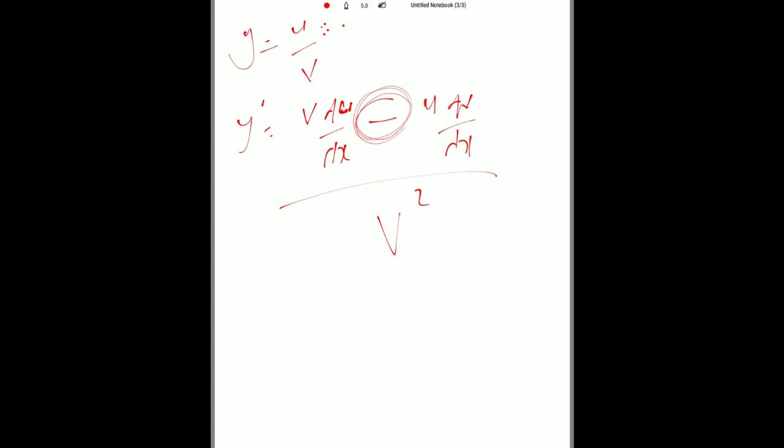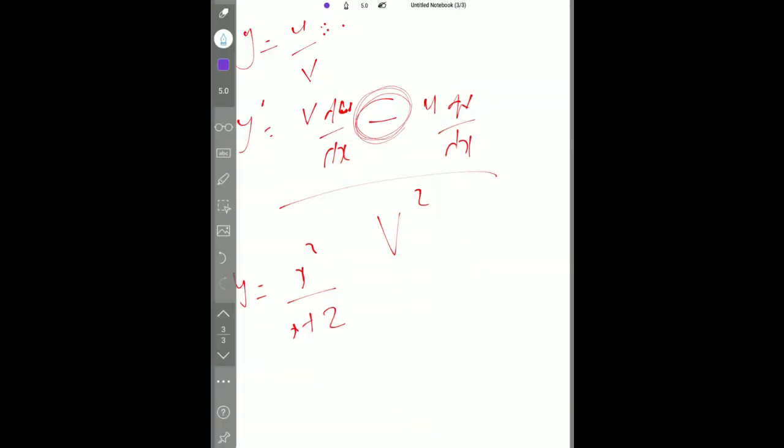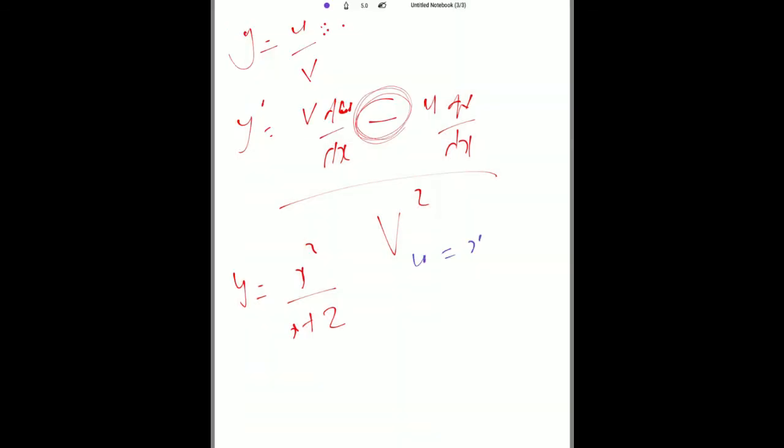Let's say that y is equal to x squared over x plus 2. Before we even go to y prime, let me tell you what u and v are. So u would be the numerator, x squared. V would be the denominator, x plus 2.